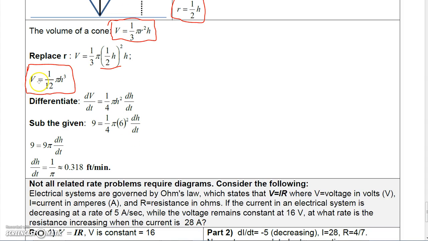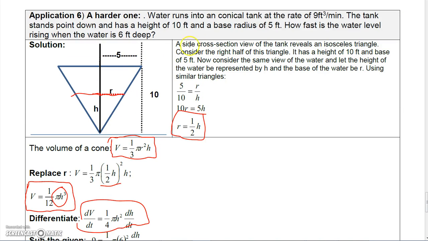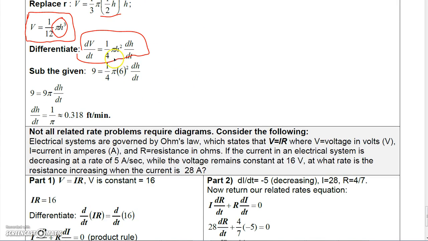Now, if you differentiate the left, you get dV over dt. If you differentiate this part, you're going to get 3 pi h squared times dh dt, and the 3 over 12 is going to be 1/4. So you're going to get 1/4 pi h squared times dh dt. Now, we know the rest of it because we know the water is going into the tank at a rate of 9 cubic feet per minute. So we've got that given. So the change in volume with respect to time is 9.